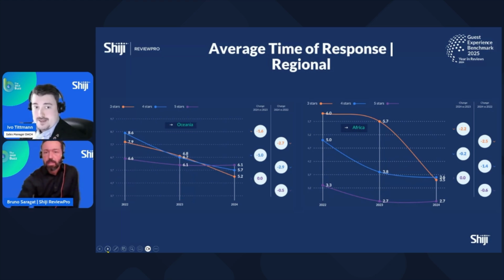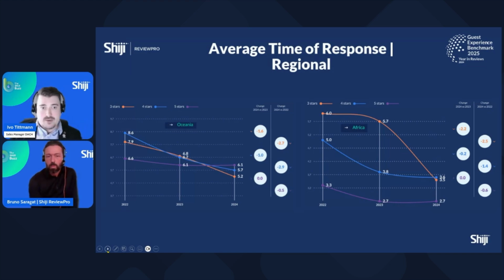Definitely, yes, exactly. When you look at 2024, there is an improvement of over 100% more conversion rate in responses to reviews, so that's very nice. And it's just due to the digital software. Very nice.